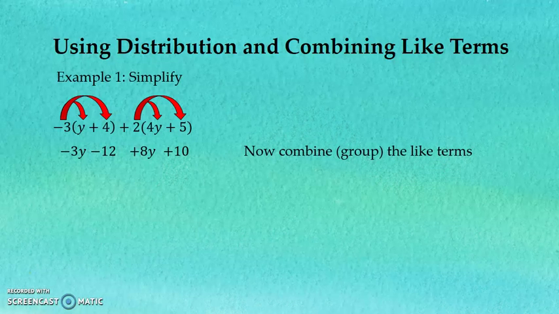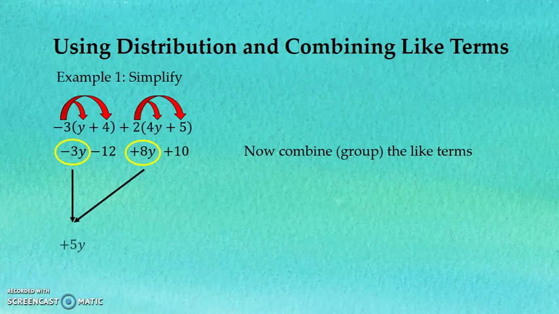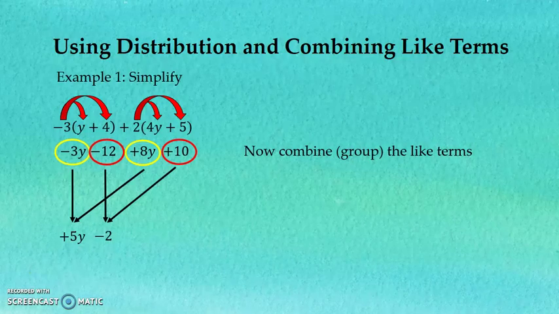So now we're going to combine or group the terms that are the same, and I can see we have minus 3y and plus 8y. Minus 3 plus 8 is plus 5y. We also have minus 12 and plus 10. Minus 12 plus 10 is minus 2.